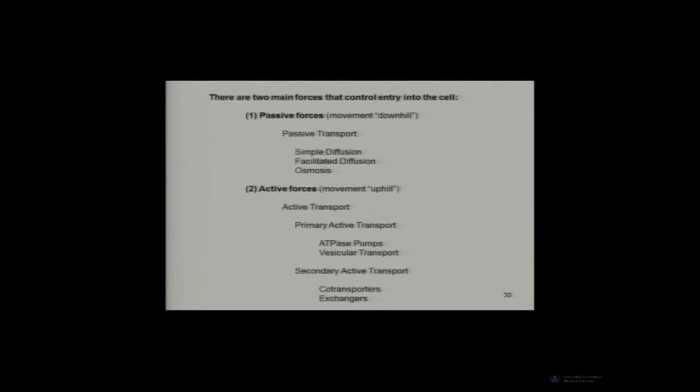So when substances are crossing the membrane, they tend to move either passively or they move actively. And when something moves passively, it doesn't require any input of energy. Right? It's analogous to something rolling down a hill. All it needs is opportunity. It doesn't need energy. It just needs opportunity to roll down the hill.